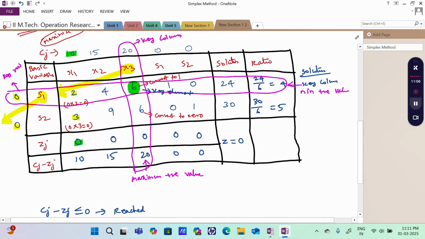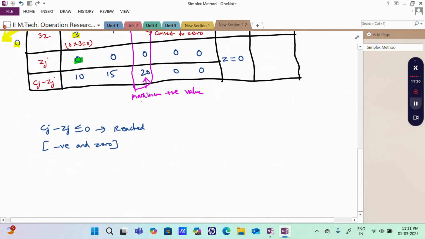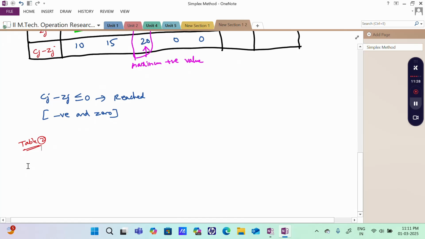Next table, what is the procedure? x3 enters the first row, in the place of s1. x3 entering, key element 6 converts into 1, the corresponding value 6 converts into 0. This is our main aim. Therefore, the table 2 process.